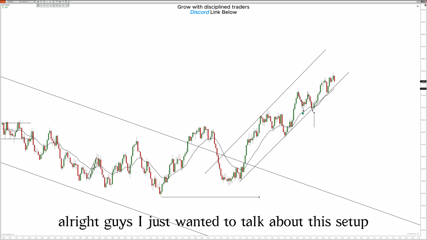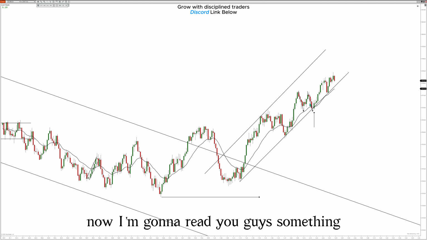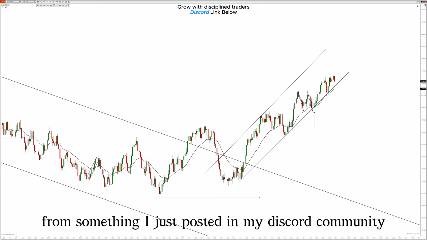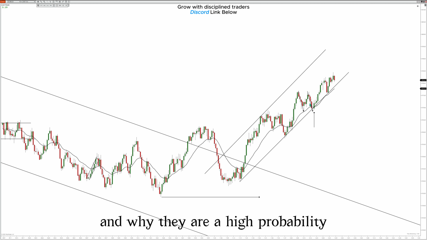Alright, guys, I just wanted to talk about this setup. You can see how clear two legs is. When you see it on the market, this is what you want to see. Now, I'm going to read you guys something I just posted in my Discord community, explaining why these patterns happen and why they're high probability. So I'm going to start reading now.